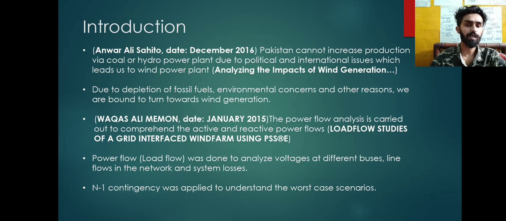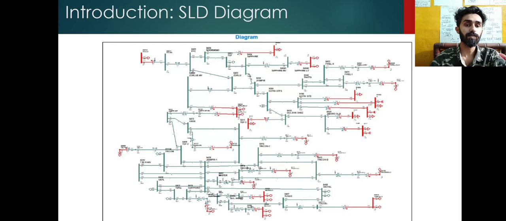Power flow, or you can say the load flow, was done to analyze voltages at different buses, lines, flows in the network, and system losses too. One of the main methods applied was the N-1 contingency, to understand the worst case scenarios of the interconnected system. This is our final draft of the SLD diagram.